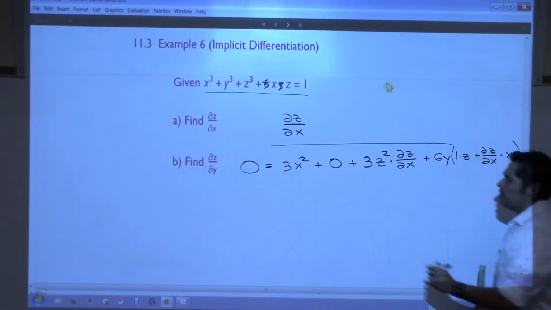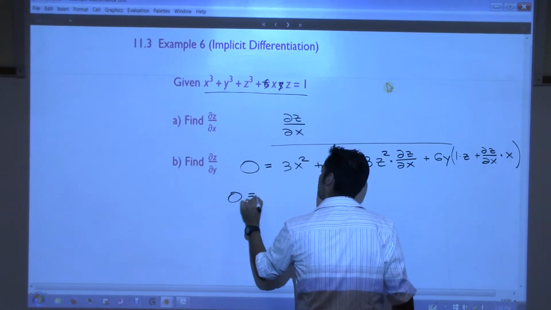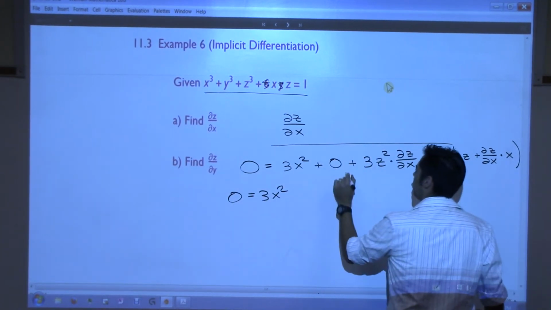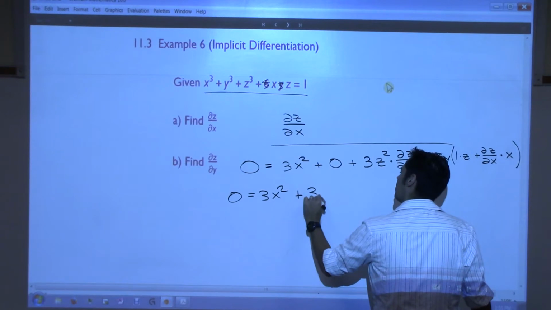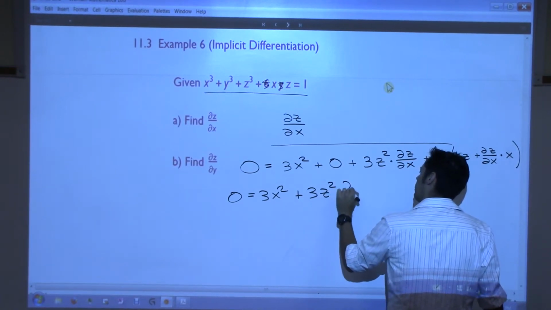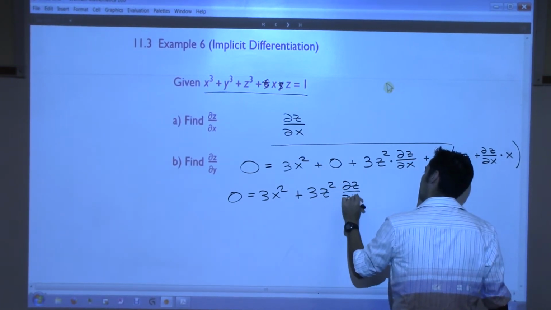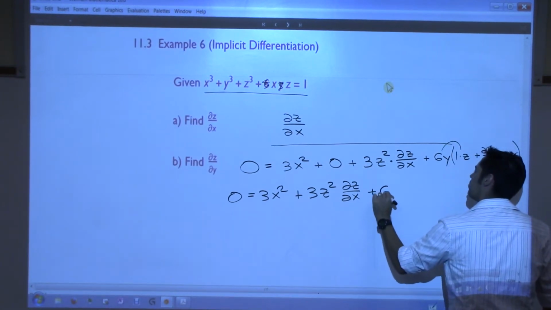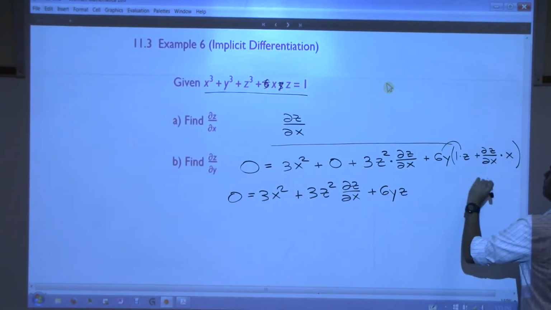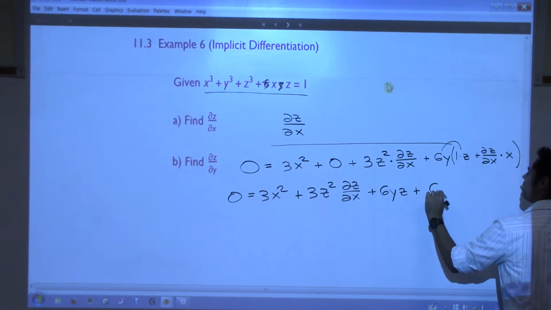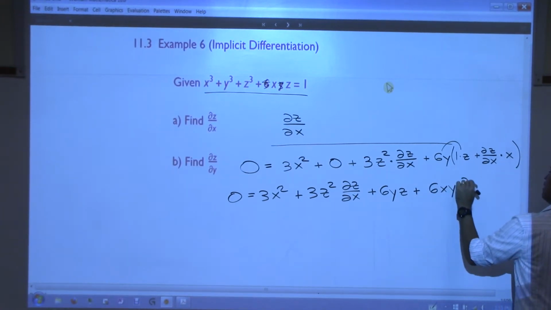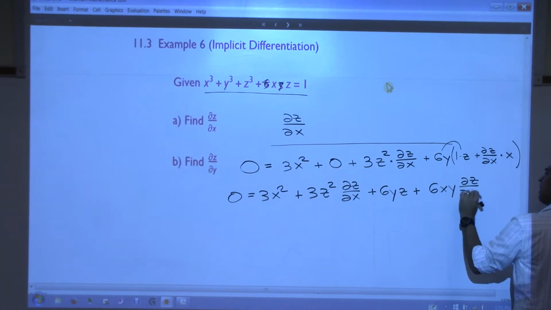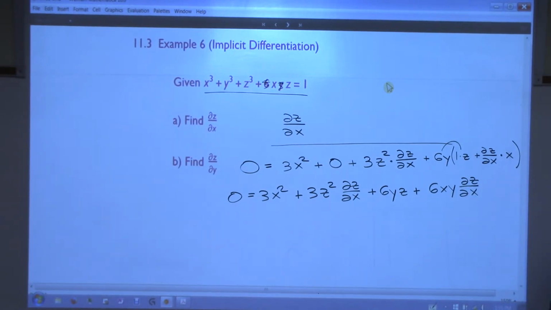All right, let me try and clean it up. 0 equals 3x squared. This is gone. Plus 3z squared partial z with respect to x. I'll distribute through here. Plus 6yz plus 6xy partial z with respect to x. Did I distribute properly? Everyone agree with that?